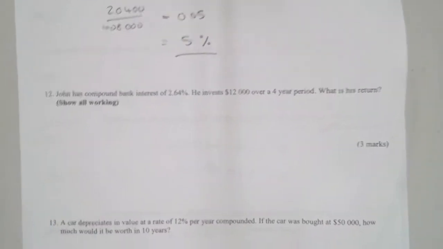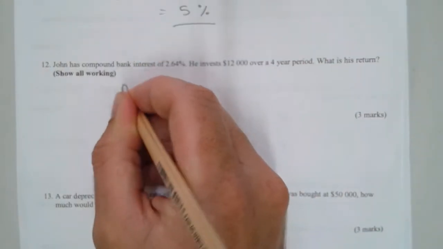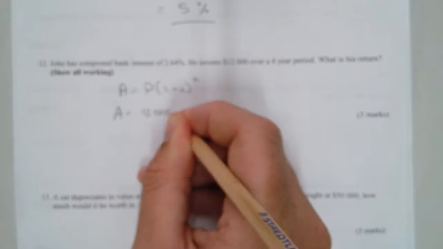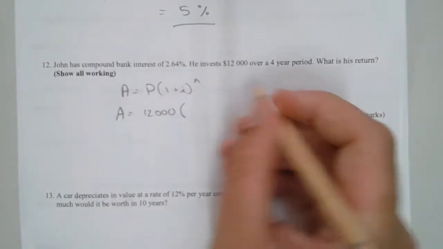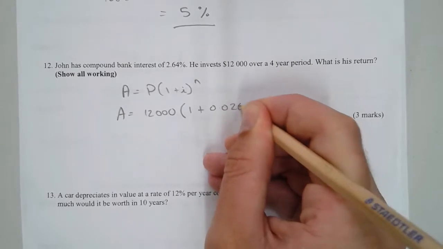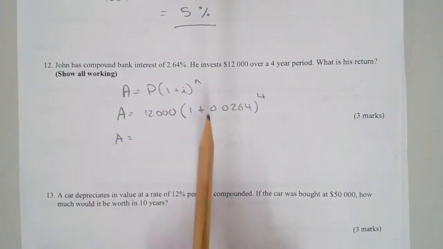Number 12. John has compound bank interest. So your compound interest is your principal times 1 plus i to the power of n. So let's have a look. He invests $12,000 over a 4-year period. So the interest is 0.0264, and it's to the power of 4. You literally just type that into your calculator.